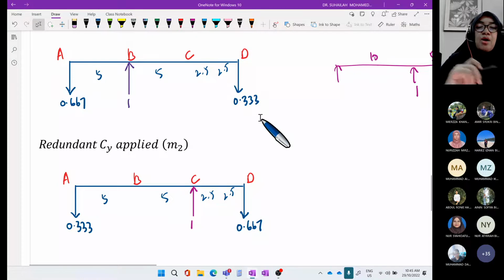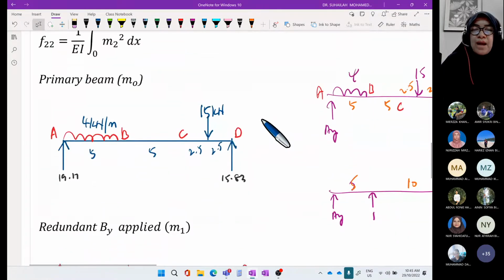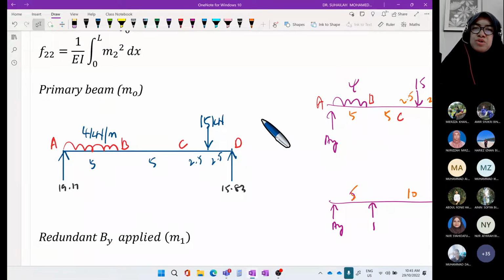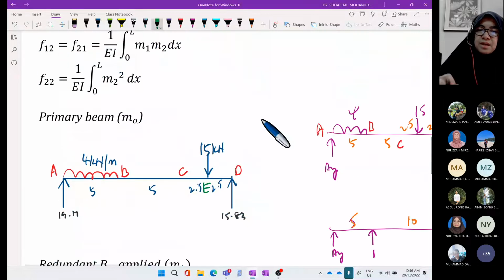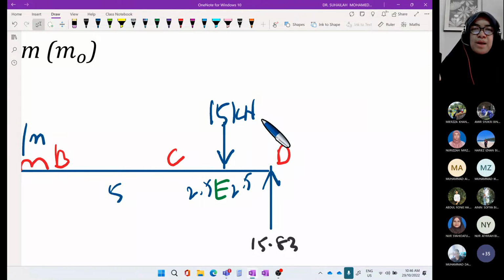Ya, betul. Okay. Now we have to write the moment equation, which we will get from three systems, M0, M1, M2 from the primary beam, redundant BY applied and redundant CY applied respectively. And don't forget to include another point at the 15 kilonewton point load. Okay, now we have A, B, C. We will have E. This is compulsory. We have to put E here, at the point load, because we will have equations.